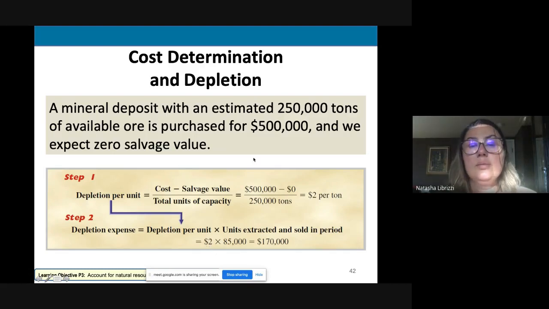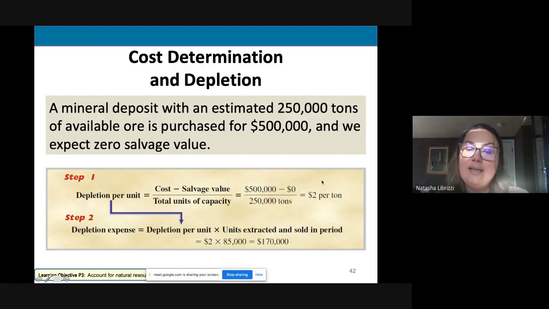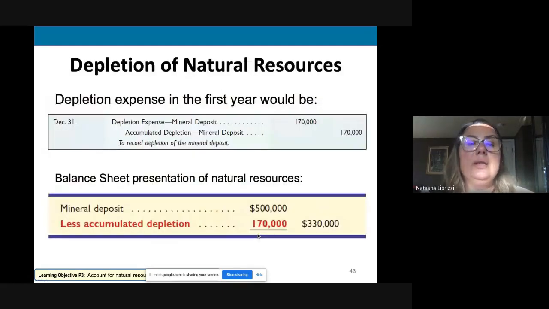So in this case, we've been told it's 85 units expected and sold in this period, 85. So 2 times 85, we can reduce depletion by 170. So 500,000 is sitting on my balance sheet, and as I'm using my resources that year, I'll use 170 to decrease my revenue. So my depletion expense for mineral deposits is 170, accumulated depletion, which is a contra account to my natural resources, is right here. And this is how it would be presented on my balance sheet.